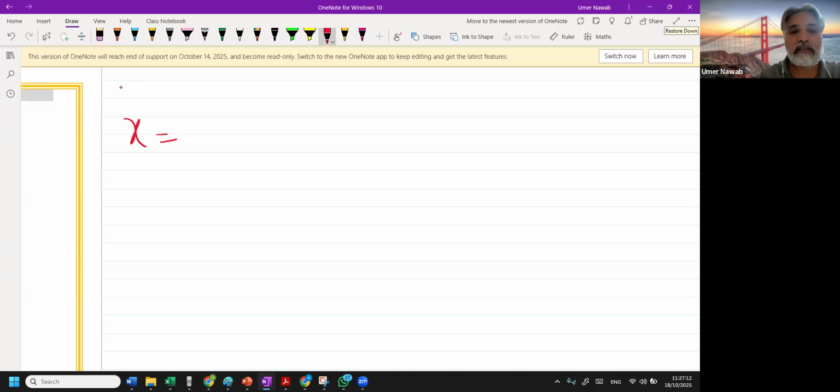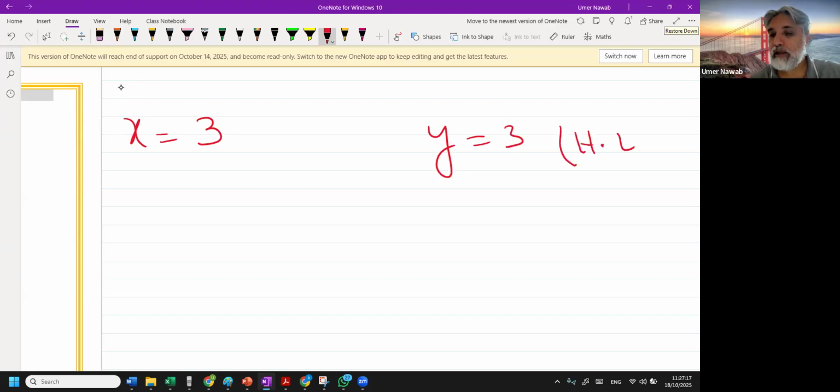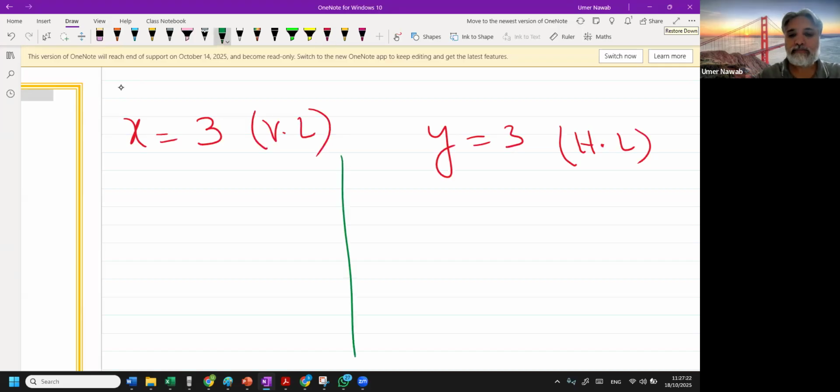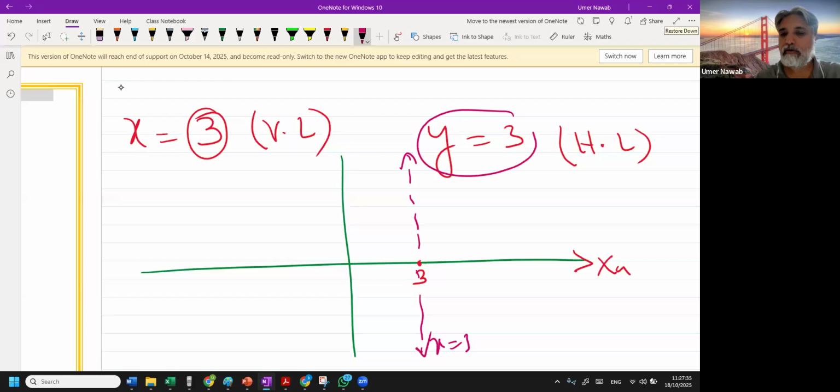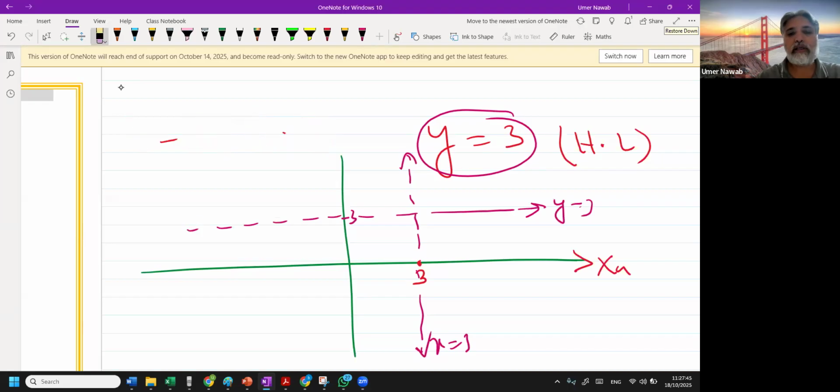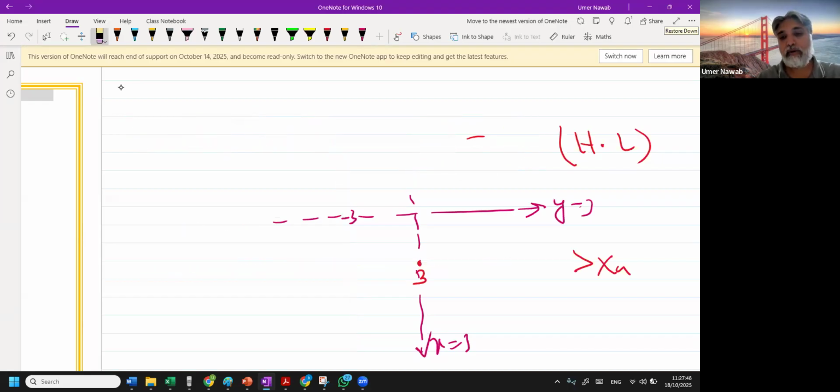So if I want to draw x is equal to 3 and y is equal to 3, we know y is equal to 3 is a horizontal line and x is equal to 3 is a vertical line. I want to draw them. Why not? So where is x equals 3? This is 3 on the x-axis. Can I draw that? Boys, so this vertical line is x is equal to 3. And if I want to draw y is equal to 3, on the y-axis, this is 3. So this line, this equation is y is equal to 3. So vertical and horizontal lines are explained to you.